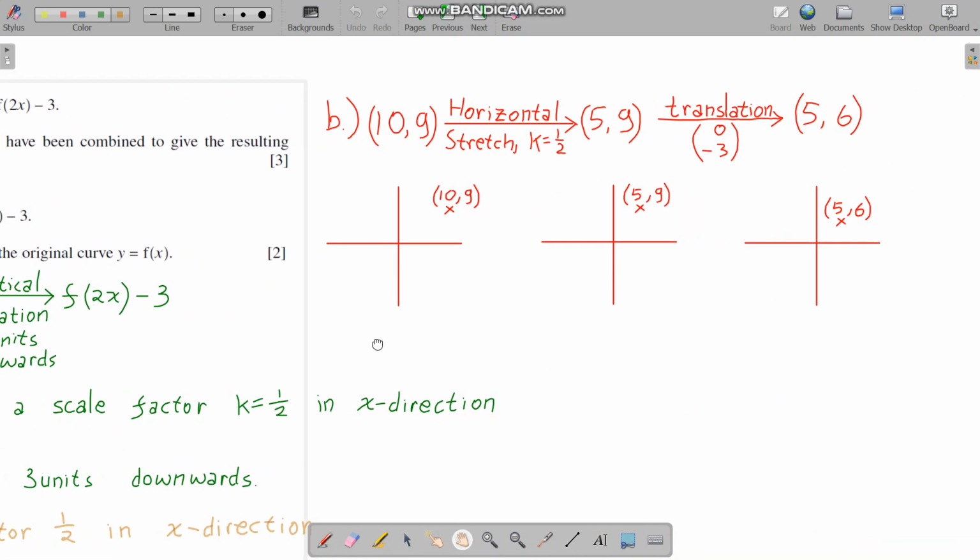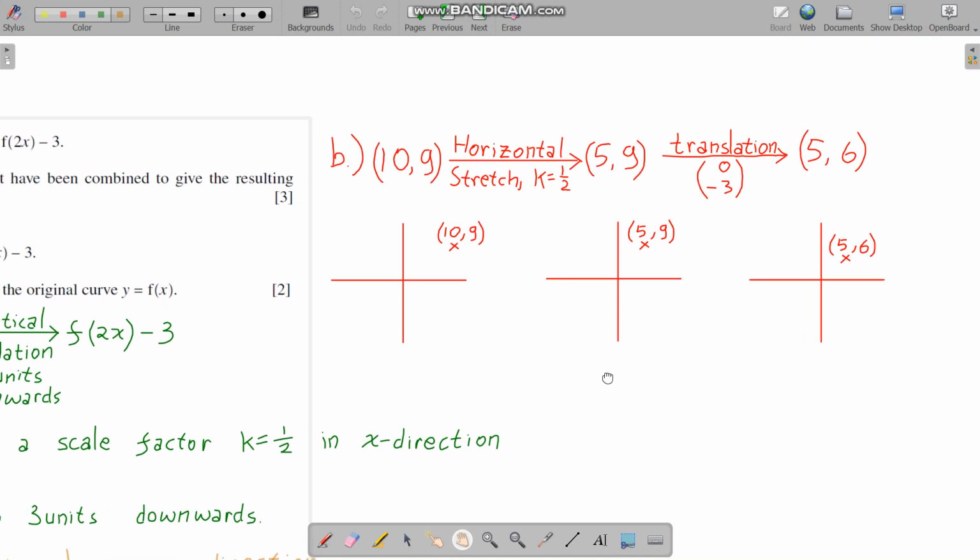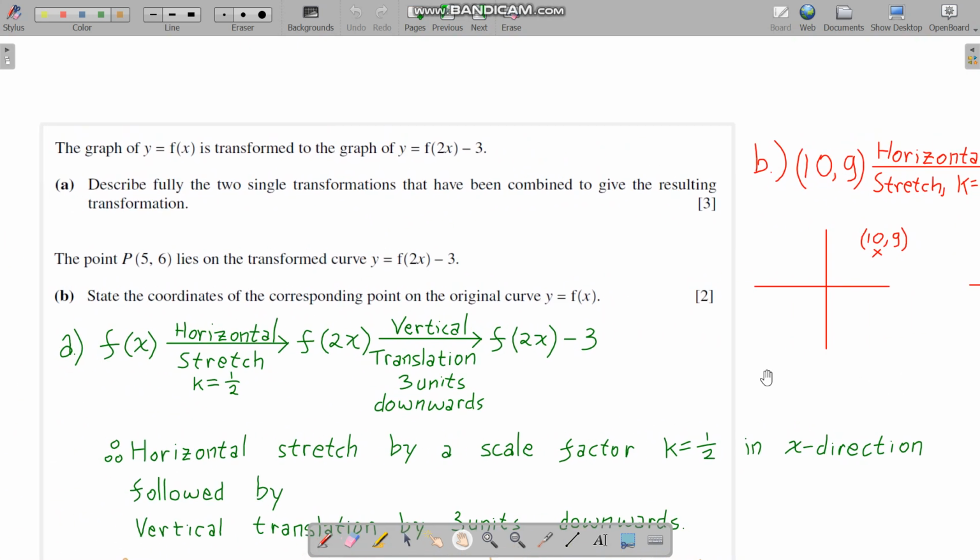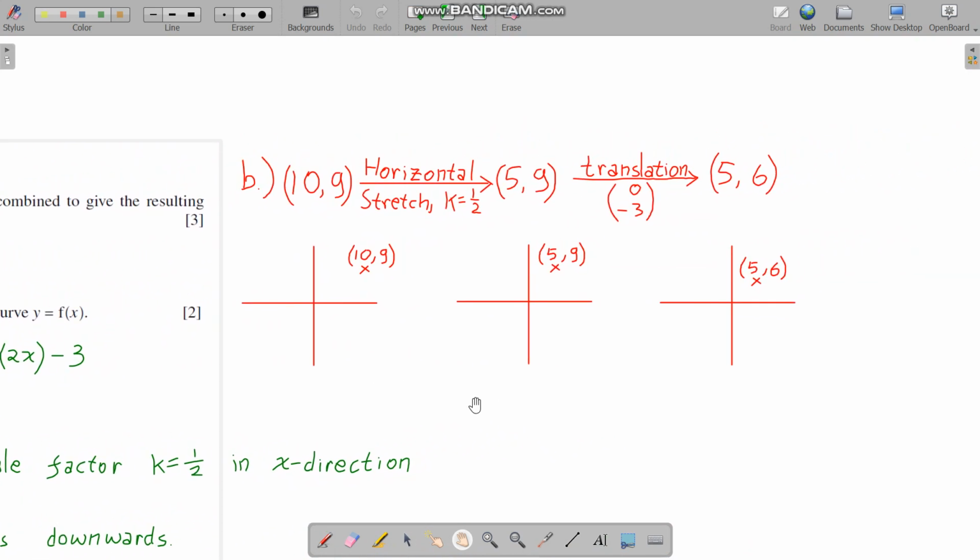State the coordinates of the corresponding point on the original curve. Okay, so we know that we have 5, 6 on the transformed curve. The transformation is a horizontal stretch and a translation. This is the final result after the translation. So before the translation it has to be 5, 9, because the translation is minus 3 here. 9 minus 3 is 6. So this is before the translation.